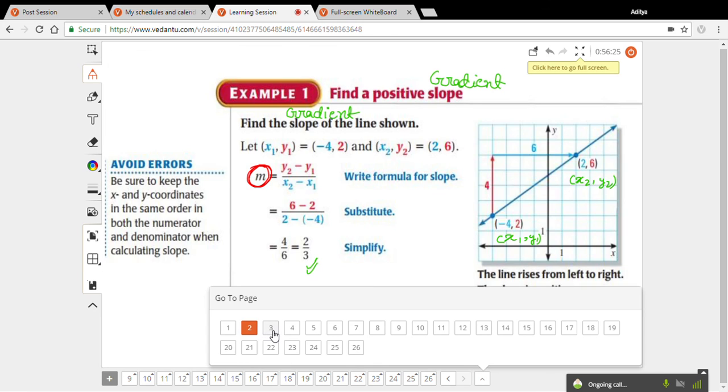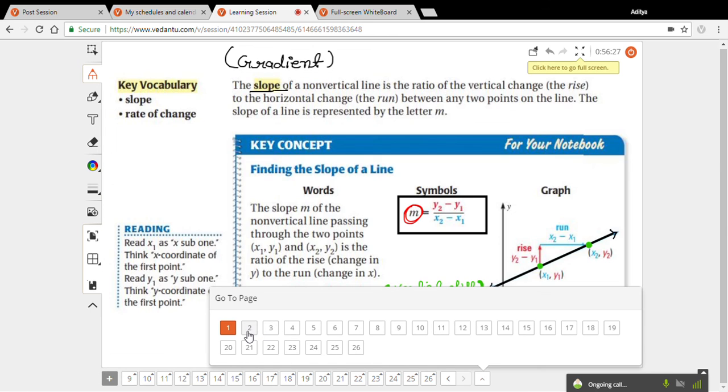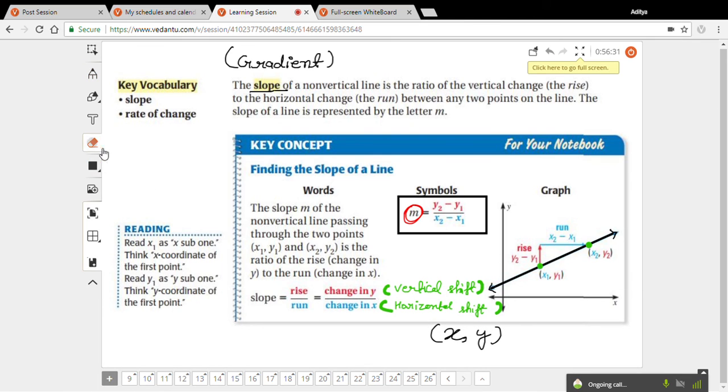First of all, we discussed the gradient. Gradient is something which simply represents how the line is inclined or how slanted it is. It's given by this formula. Don't forget this formula. That's very important. It is y2 minus y1 over x2 minus x1, if the two points are given to you.